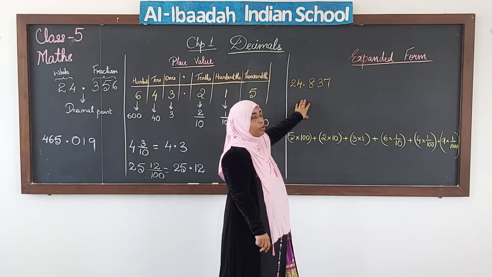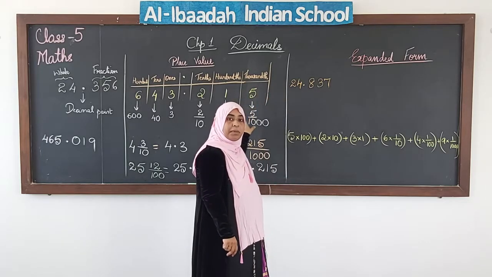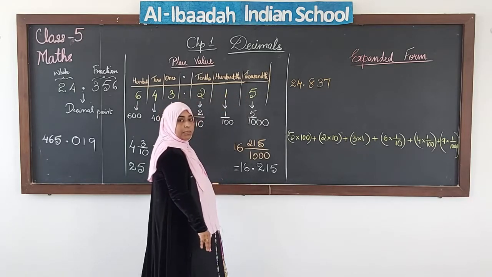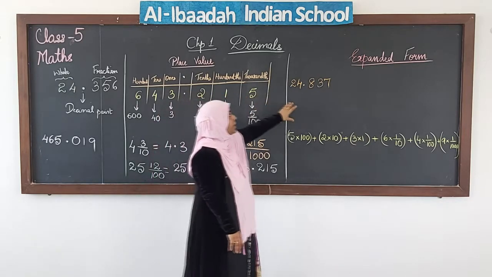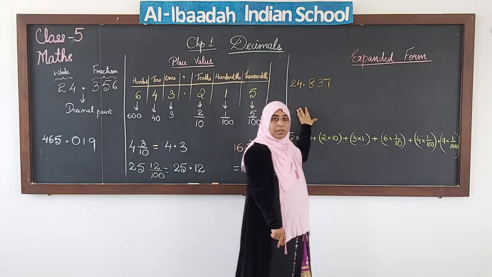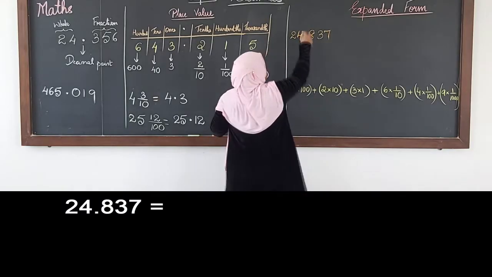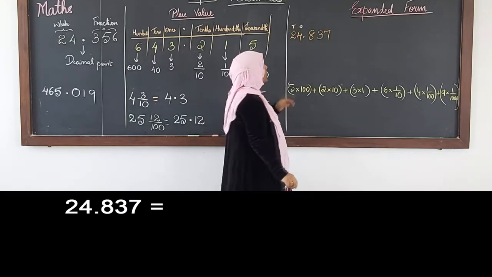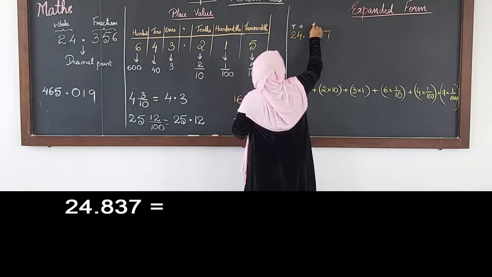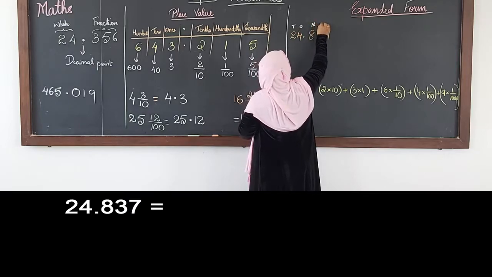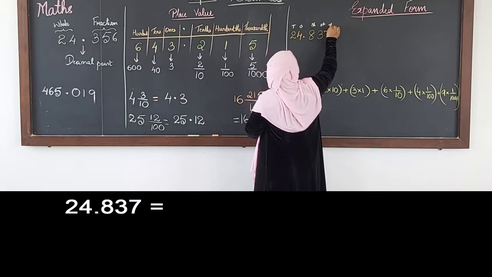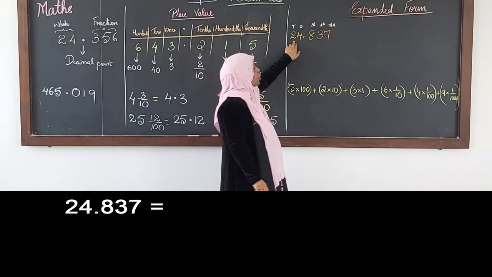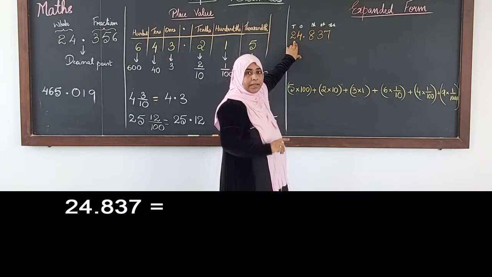Now expanded form is directly related to the place values of the digits. Having seen the place values, using this we have to write the expanded form for the decimal number. The first number that I have here is 24 point, then I have the 10th place, 100th place, and then the 1000th place. From the whole number part we are going to start expanding the number.